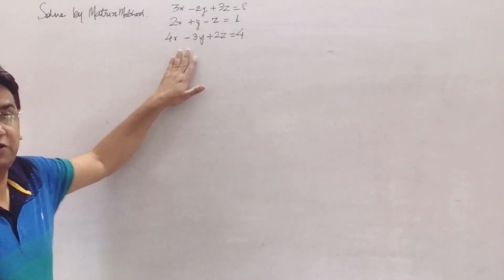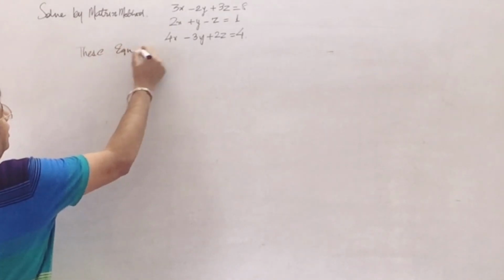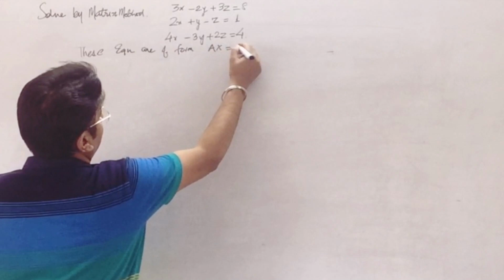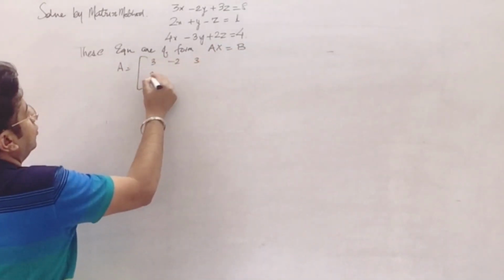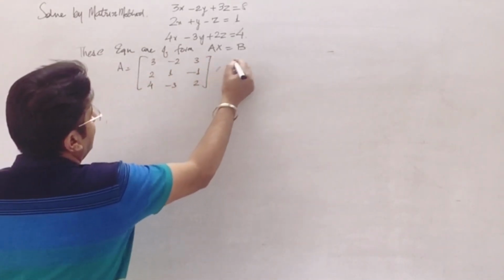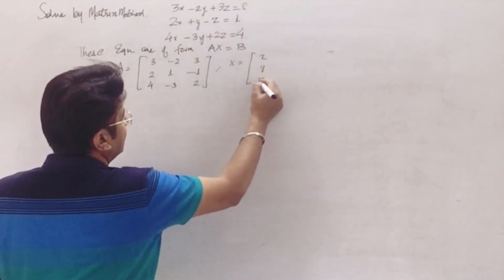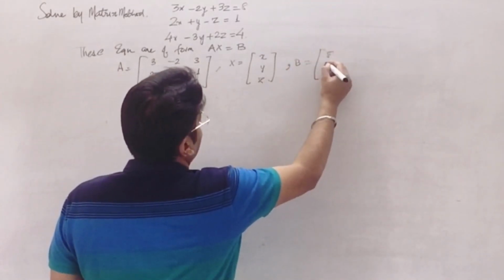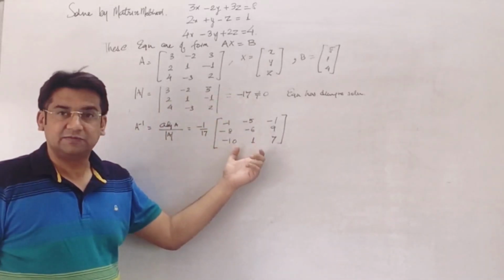A linear equation in 3 variables, we will write exactly the same way. These equations are of the form AX is equal to B. What is A? It is 3, minus 2, 3, 2, 1, minus 1 and 4, minus 3, 2. Variables involved are x, y and z, and the constant matrix is 8, 1 and 4. Determinant A will be minus 17 and A inverse will be given by this.